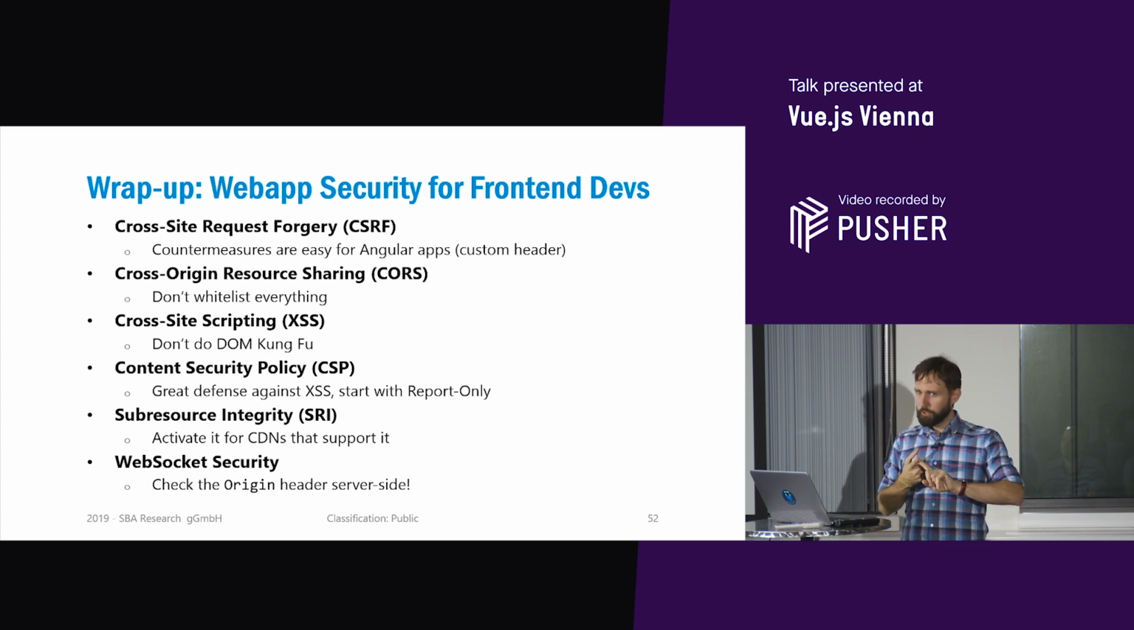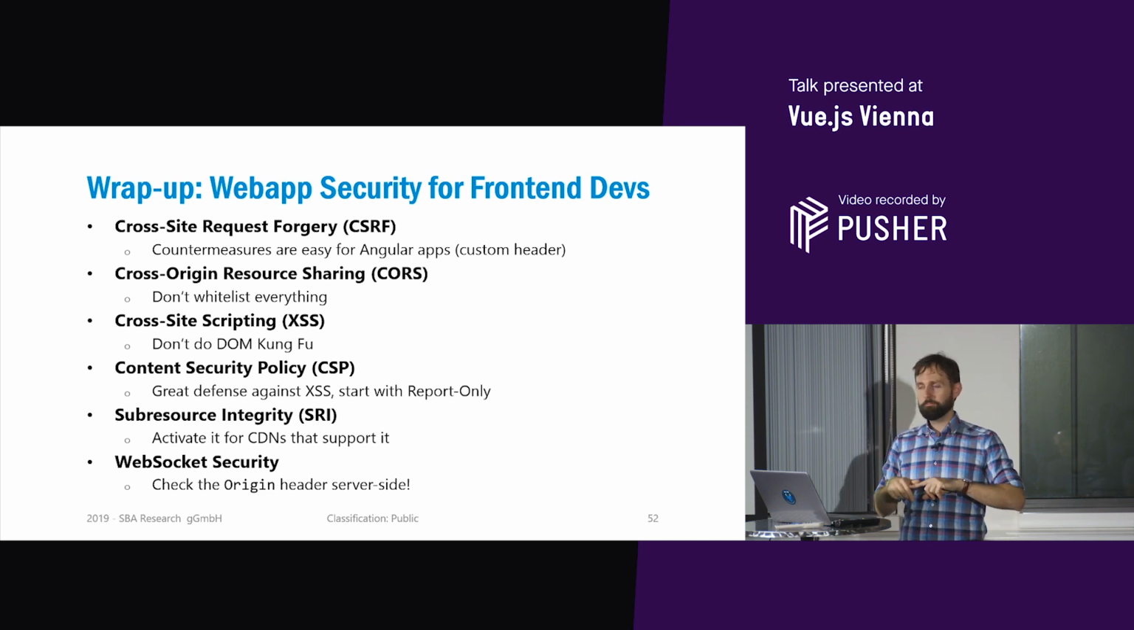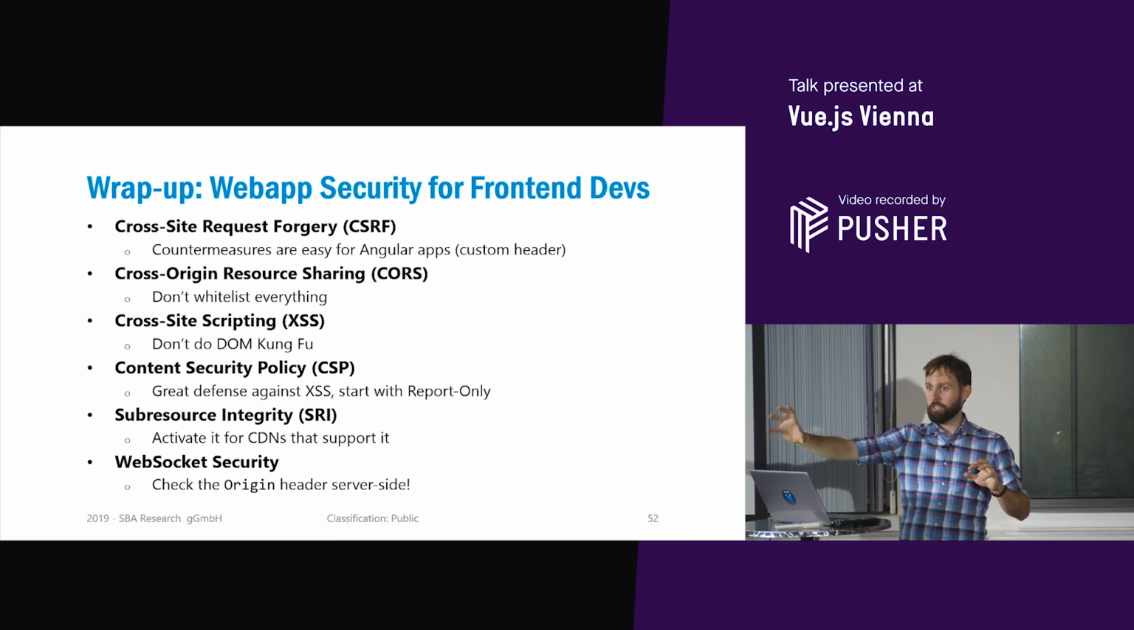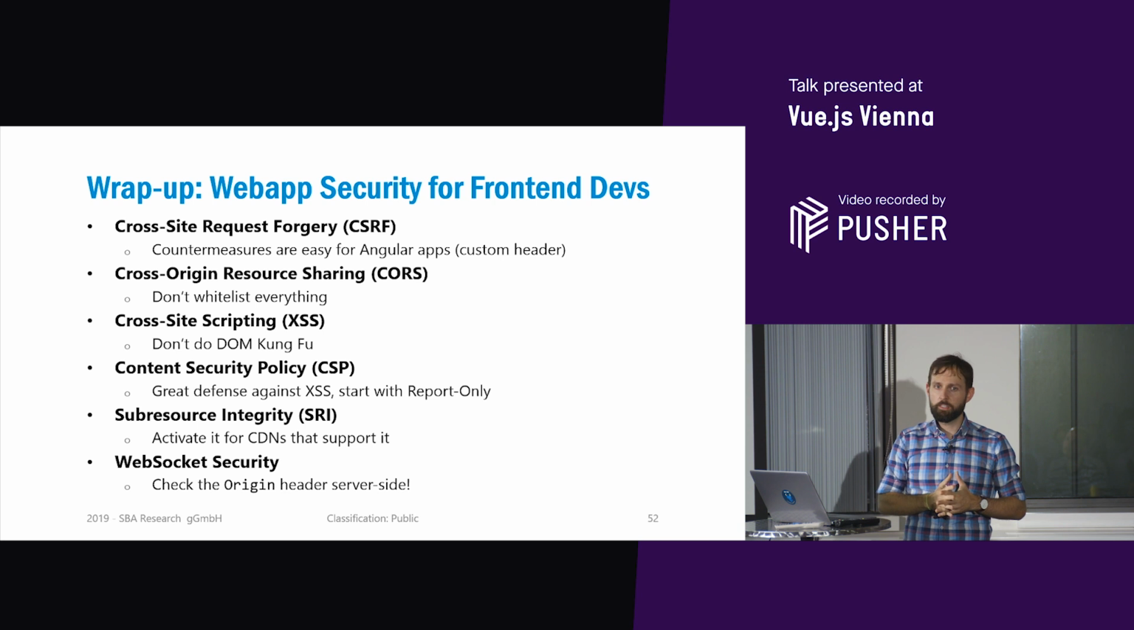Cross-site scripting, two things are very important. First, when using v-html, be careful where your input comes from. If it's potentially from a different user, make sure, or just purify it anyway, okay? A content security policy is a very good defense in depth. It controls where your dynamic scripts or dynamic parts of your application might come from. Subresource integrity makes sure that the Vue.js that you load from a CDN does not get changed there or when the CDN gets compromised. And with WebSocket security, it's very important to check the origin header on the server side.